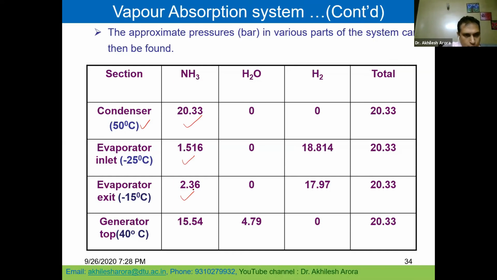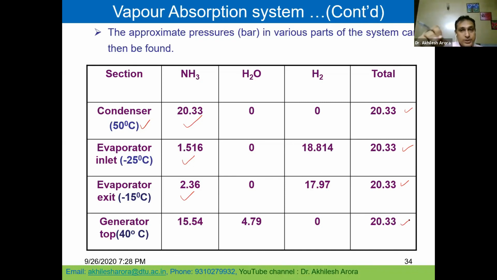Why is there a change in temperature and pressure? Because the hydrogen is also present here, and that is why the evaporation in the evaporator is not isothermal. But if you see, the total pressure is 20.33 in the system. In the evaporator, the total pressure is 20.3. At the exit, the total pressure is 20.3. At the generator top, it is 20.33. Everywhere the pressure is the same in the system.